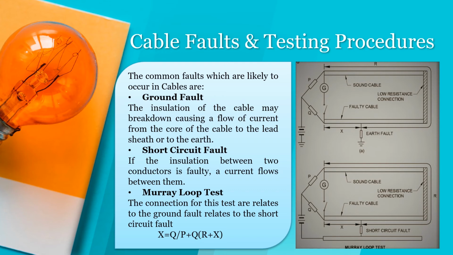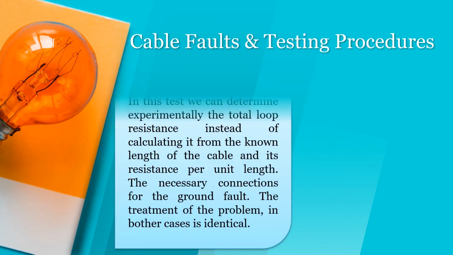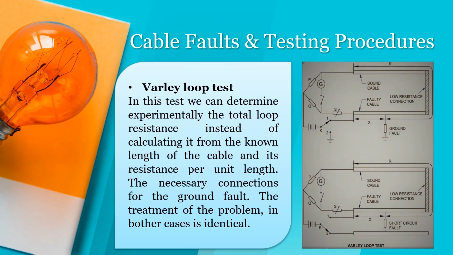Murray loop test. The connections for this test are shown for the ground fault and for the short circuit fault. X equals Q by P plus Q, multiplied by R plus X. Varley loop test. In this test, we can determine experimentally the total loop resistance instead of calculating it from the known length of the cable and its resistance per unit length. The necessary connections are shown for the ground fault. The treatment of the problem in both cases is identical.